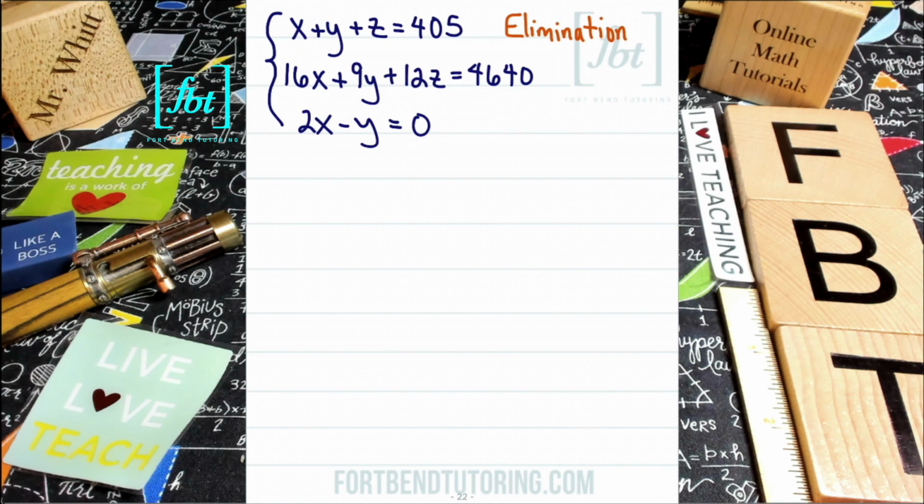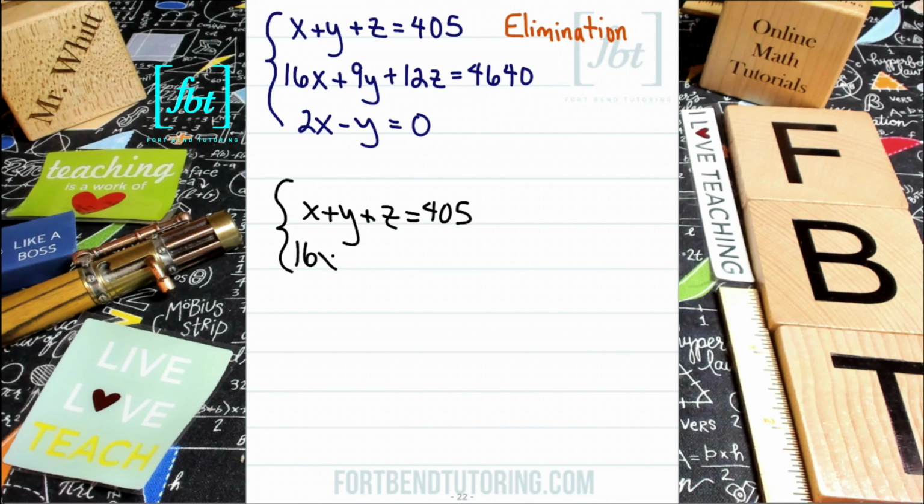So what I'm going to do is take the first 2 equations and eliminate the z variable. Why? Because the third equation doesn't have a z variable. That means that I'll be able to pair up the result with the third equation. So let's see what happens as I eliminate the z from the first 2 equations. We'll have x plus y plus z equals 405.